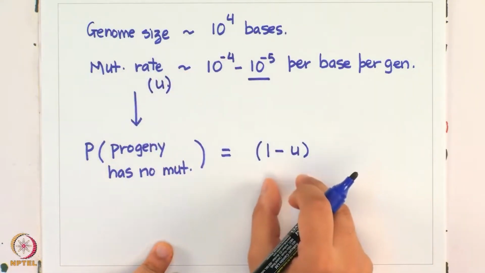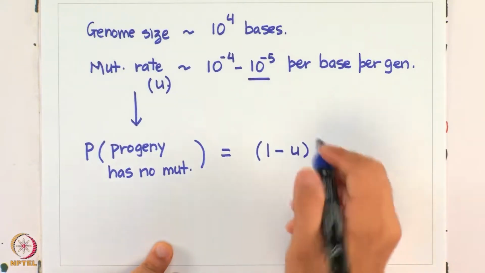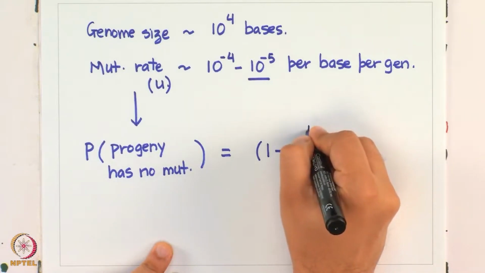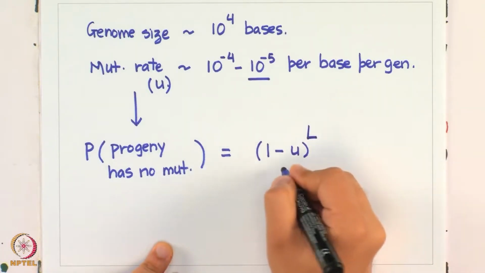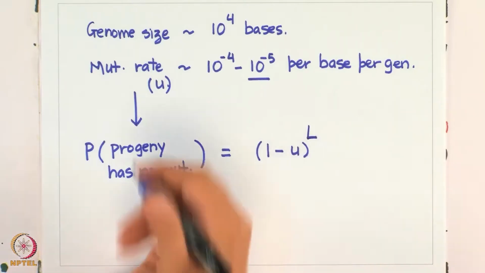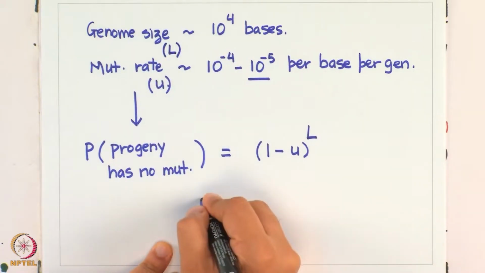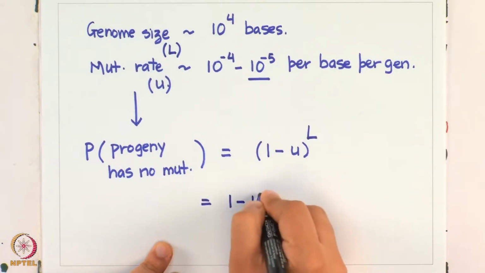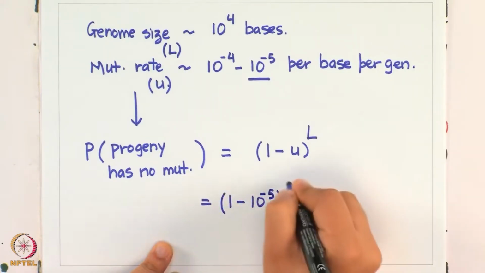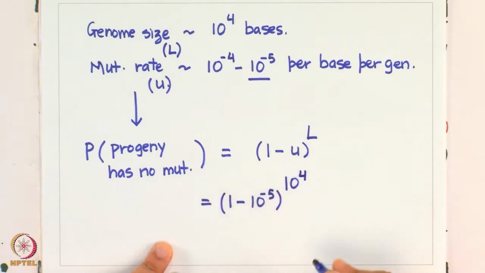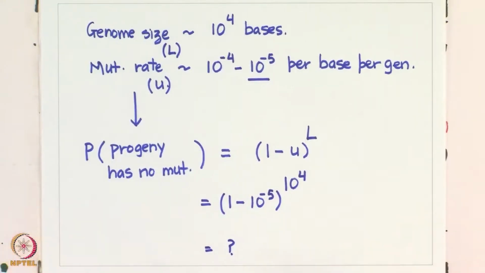So, this is the probability that one base is copied correctly, and the probability that the entire genome is copied correctly and the progeny has no mutation will be (1 minus u) to the power L, which ensures that every one of these bases is copied correctly, where L is the genome size. So, we are looking at a value of (1 minus 10 to the power minus 5) raised to the power 10 to the power 4. I leave this as an exercise for you to compute, which tells you the chance that every time HIV generates a progeny inside the host, this progeny is identical in genotype.